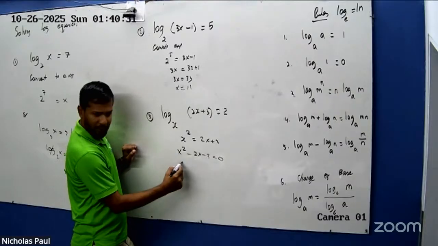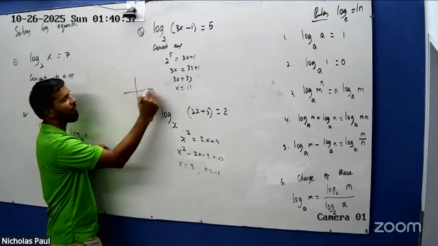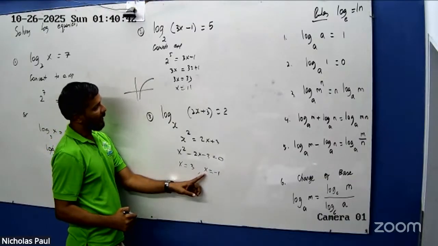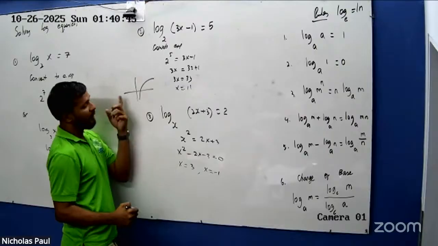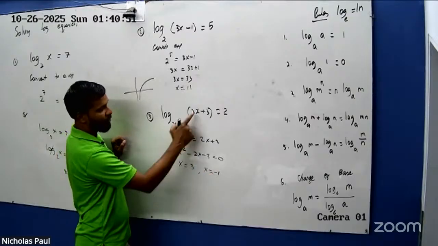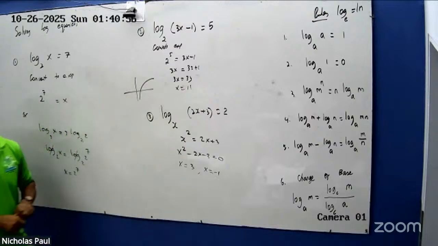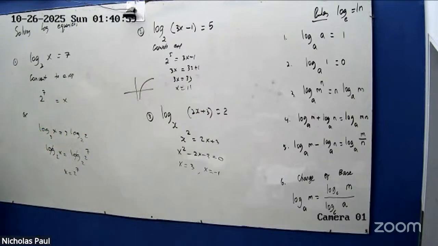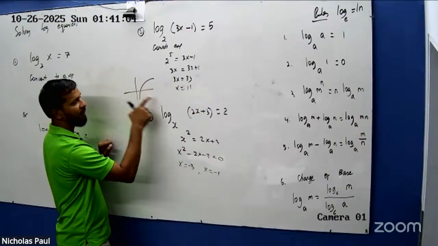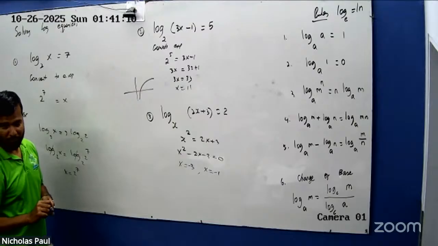Right? And you'll get x equals 3 and minus 1. Right? Remember your graph. Please remember your graph. Can we find log of a negative number? Check and see. If I put 3 in here, it stays positive, and minus 1 in here, it stays positive. Okay? But let's just say this was negative 3. When I put negative 3 in there, this value becomes negative. And we can't find log of a negative number. That's okay?